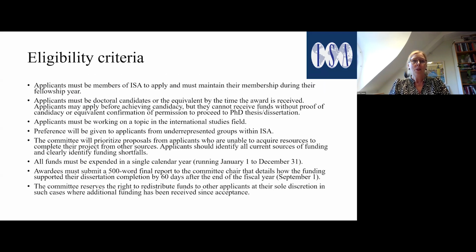Eligibility criteria, and there are a lot of them. First of all, applicants must be ISA members in order to be able to apply, and you must maintain your membership during the fellowship year. You must also be doctoral candidates or the equivalent by the time the award is received. You may apply before achieving candidacy, but you can't receive funding without proof of candidacy or equivalent confirmation of permission to proceed to PhD thesis dissertation.